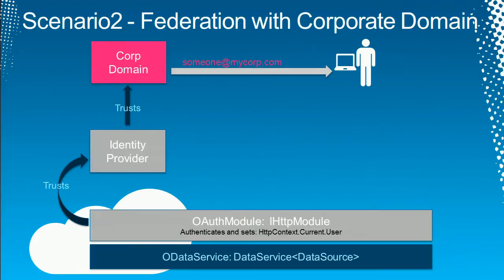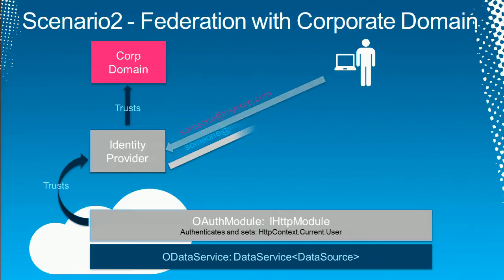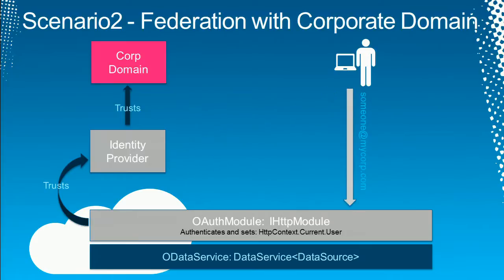So then we figure out who that person is. We've got a token which says that person is someone from mycorp.com. And then we just do the same exchange. This time it gets re-signed by the identity provider, which is trusted by the OAuth module. And again, we know who the person is that's making the request. And of course, that's the authentication step. And then all the normal authorization logic has to take place after that.